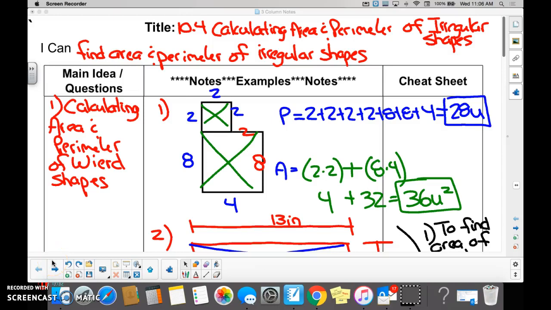9.4. Calculating area and perimeter of irregular shapes. I can find area and perimeter of irregular shapes. Can we? Yes. Cool.